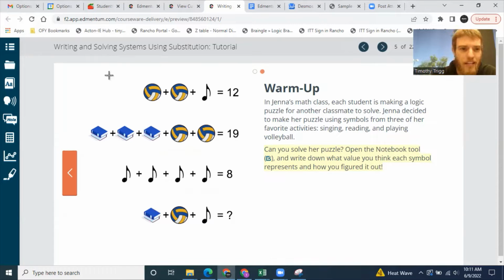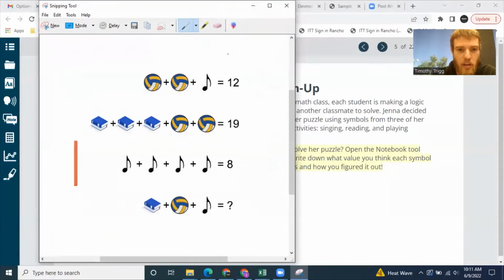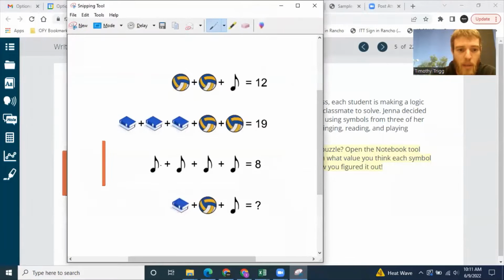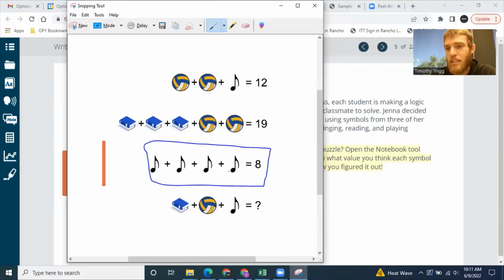Well, this is kind of a silly little puzzle here, but it's easily solvable because we could treat each of these as a variable. So here I've got 4 notes equals 8. So what do each of these notes represent? Well, we're assuming that each of these notes represent the same quantity. So in this case, it would be 2, right? 2 plus 2 plus 2 plus 2 equals 8. So the notes each equal 2.